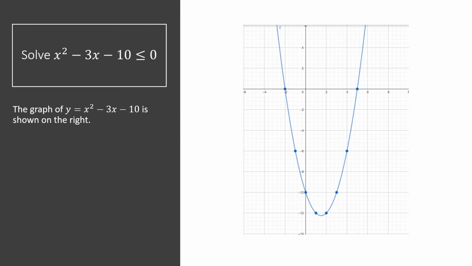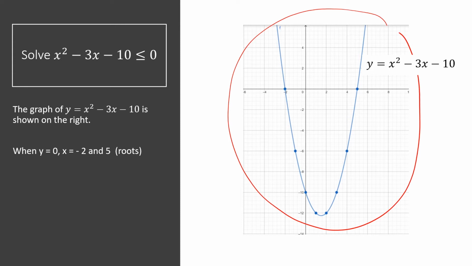Now I used GeoGebra so that you could see the graph clearly before I started sketching. Of course, during an exam you don't have GeoGebra, but we'll just use this to explain why we use the graphical method. We can see the graph on the right. This is a graph of y is equal to x squared minus 3x minus 10. So this here is the graph of y.